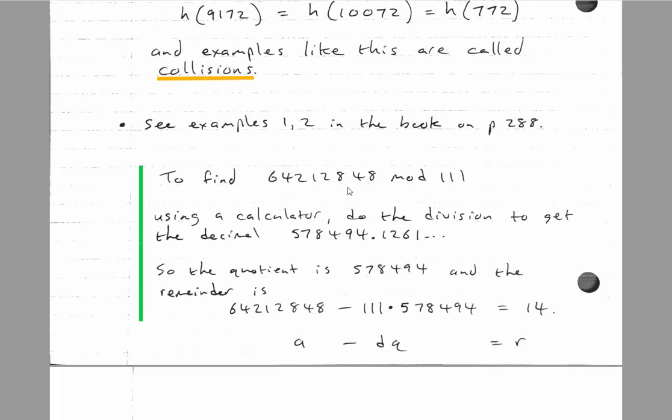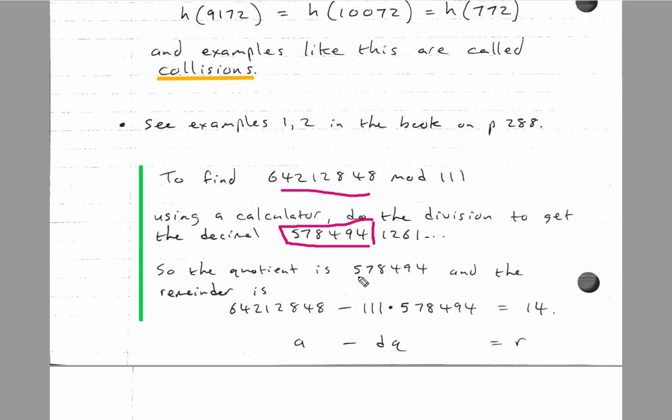So just to clarify that, on your calculator, you can again do the division. You'll get a decimal, so there is some remainder. This first piece is the quotient, so that's the number of times 111 fits into this number.